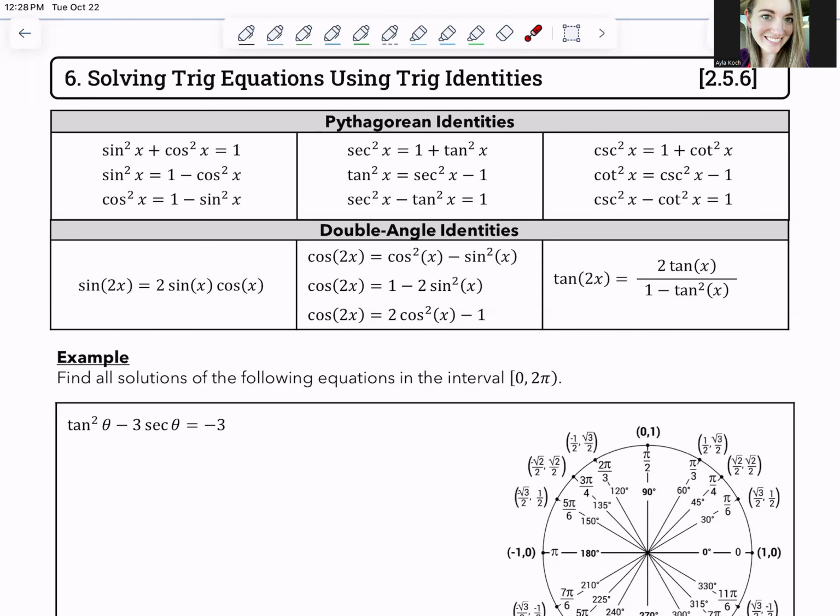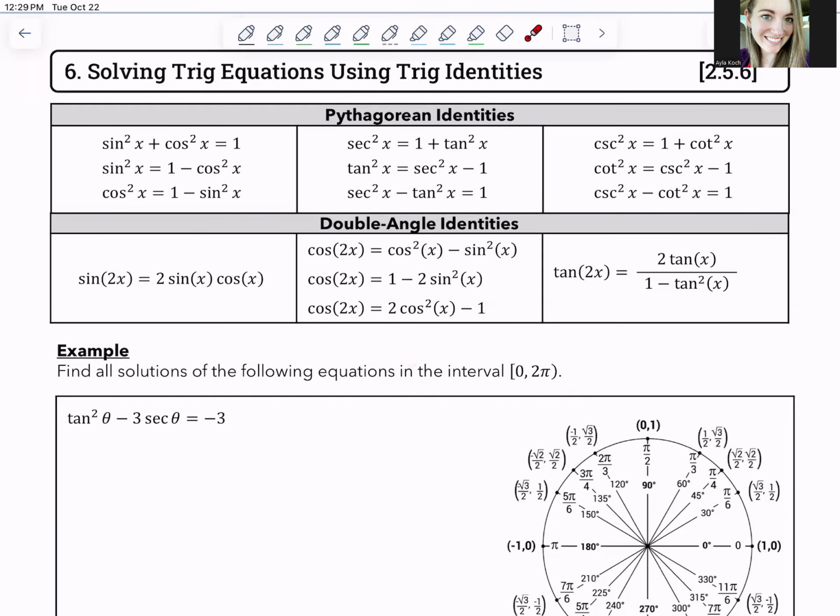Solving trig equations using trig identities. All right, back to solving on the interval 0 to 2 pi, so finding solutions on the interval 0 to 2 pi. In the last video, we did all solutions. This one is 0 to 2 pi.